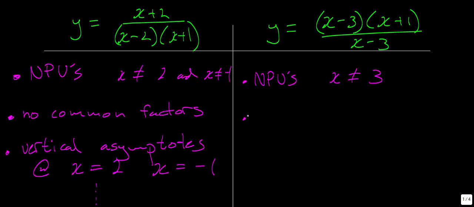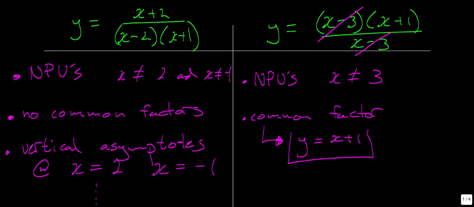You'll notice that we do have a common factor. x minus 3 and x minus 3, those are both going to reduce. So we have a common factor. And when we have a common factor like that, we are left with a new equation. And when we get those common factors out of the way, we now have a new equation that looks like this: y is equal to x plus 1.